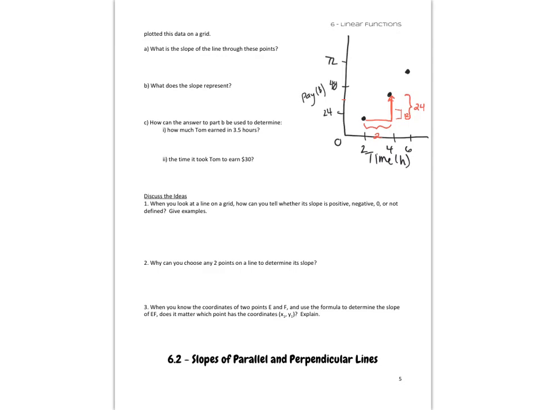Alternatively, you can write the coordinates for these points. So that's what I did. I wrote the coordinates for each point. We have (2, 24) and (4, 48). Then I can just use my general slope equation.